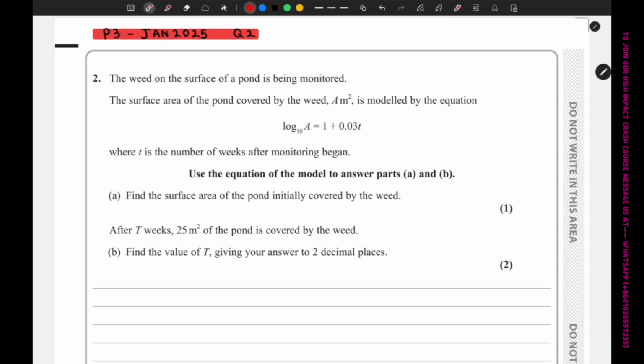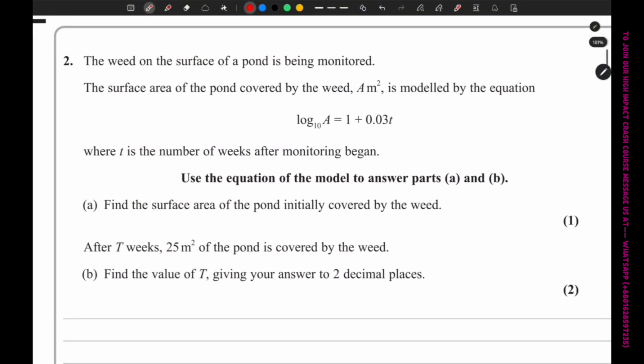So in the previous video, we solved question 1 of the P3 January 2025 session. Now let's move on to the second question. The width on the surface of a pond is being monitored. The surface area covered by the width is A meters squared, modeled by this equation, where t represents the time in number of weeks after monitoring began. Now we just need to find the surface area of the pond initially covered by the width. Initially means that the value of t is 0.